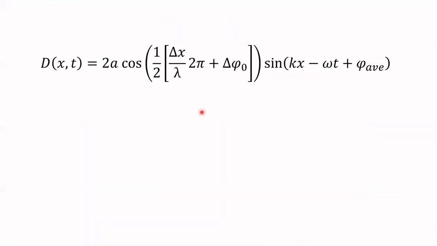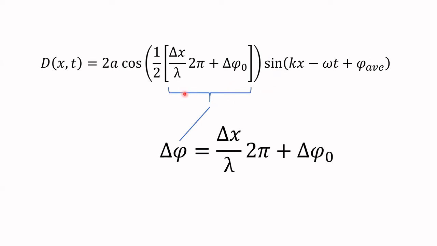This was the result. This is for the one-dimensional case. That's why we're seeing the coordinate x instead of r. This quantity in here in brackets is what we call the total or overall phase difference. Remember, it had a contribution from the path length difference, but there was also the inherent phase difference.